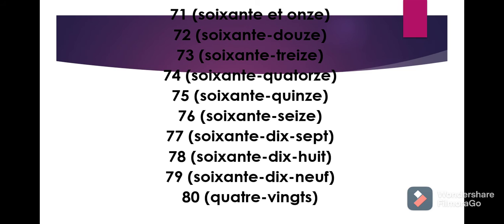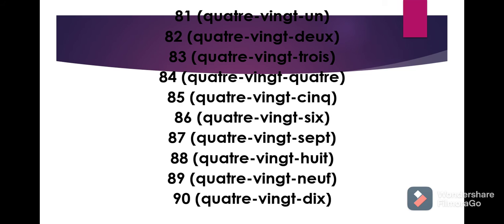How do I write 80? 80. Now it is important to note that in case of 80, we write an S. Now this S is only written in case of 80, not anywhere else. 81 will be formed from 80, so 80 plus 1 gives me 81. 80 without S. 81.